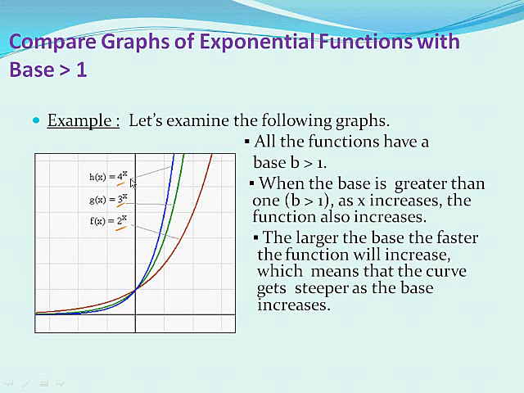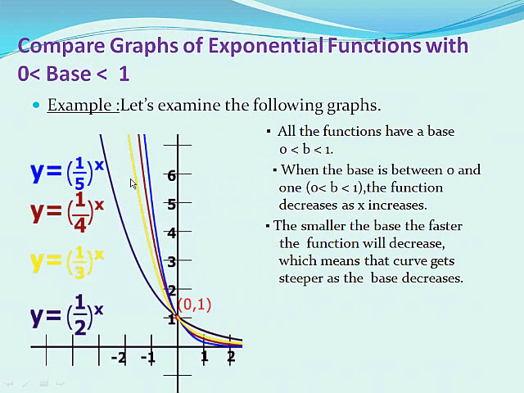Here we compare graphs of exponential functions with base lying between 0 and 1. We have 4 graphs here with base equal to 1 by 2, 1 by 3, 1 by 4 and 1 by 5. Again, notice that all these graphs are passing through 0, 1. The smaller the base, the faster the function will decrease, which means that the curve gets steeper as the base decreases.